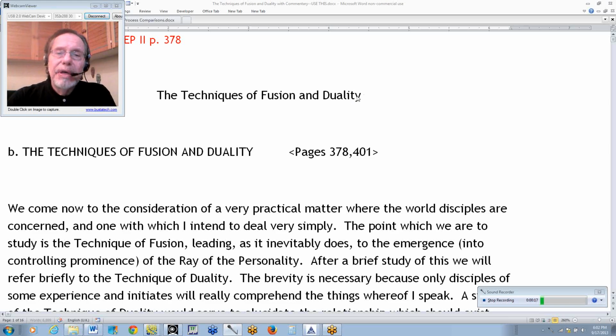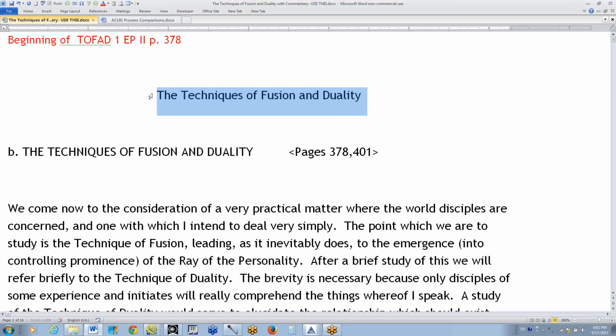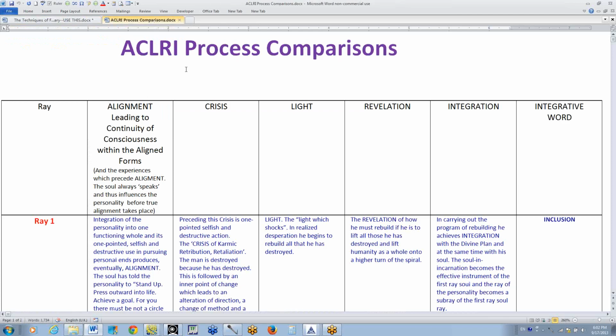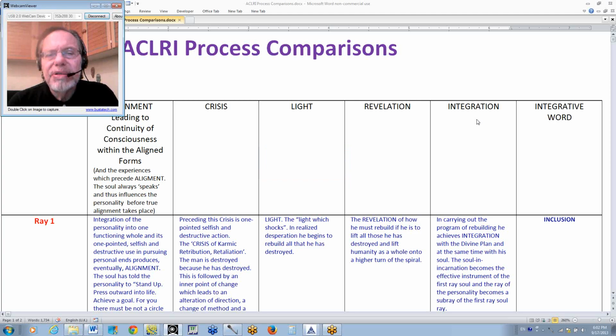We are beginning a new series, which is really a continuation in the book Esoteric Psychology Volume 2. This is called The Techniques of Fusion and Duality. We have been dealing, as you know, with the techniques of integration and the aggregated process: alignment, crisis, light, revelation, and integration. There are a lot of similarities between the integration process and the fusion process. I think the fusion process simply takes the integration process a bit further, especially in terms of consciousness.